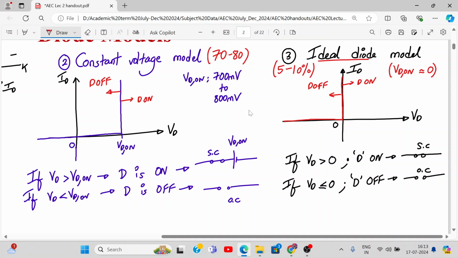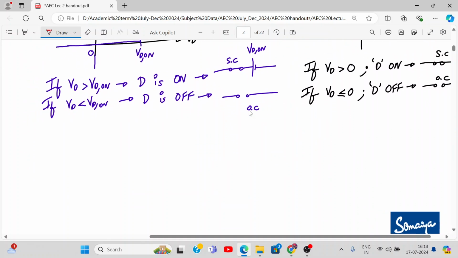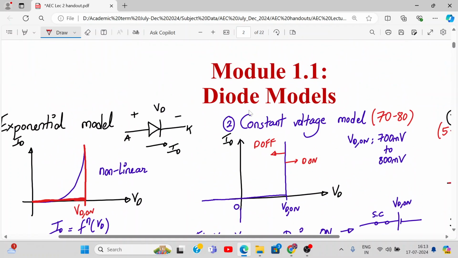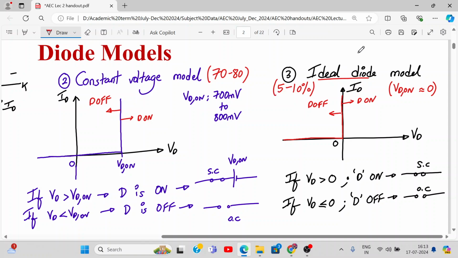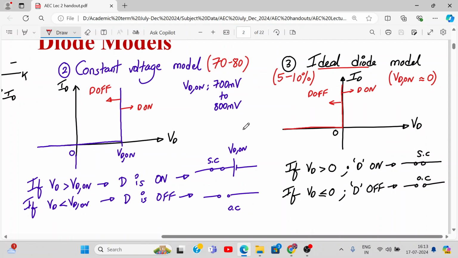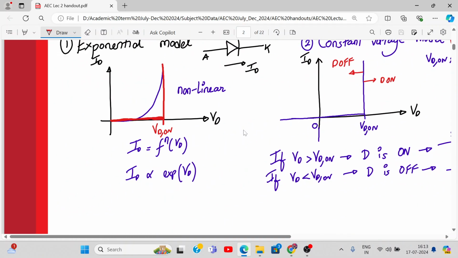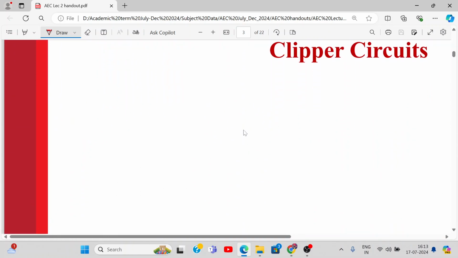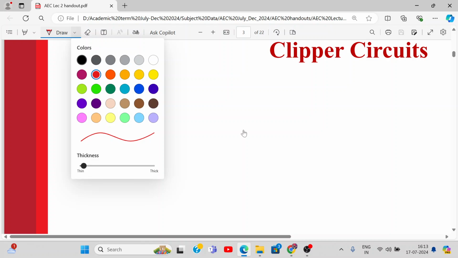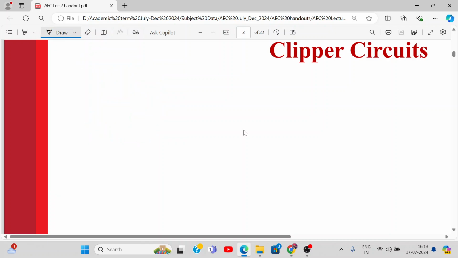Alright, so with this in mind, we'll move ahead and we'll see some observations. Everything we have discussed so far is clear? Any queries here? Alright, so before starting with clipper circuits, we'll go through some observations.